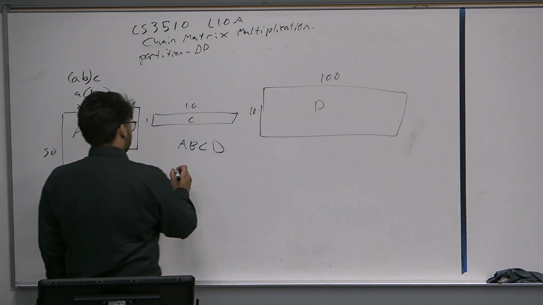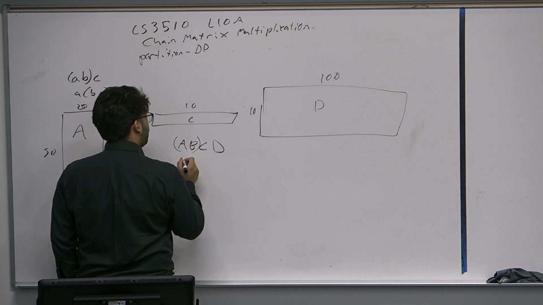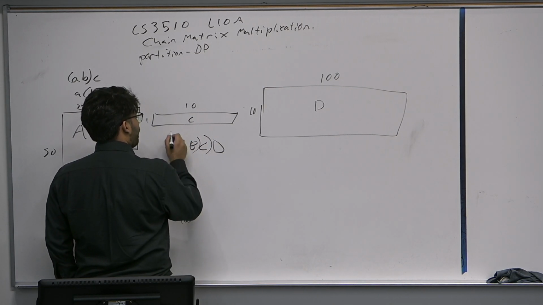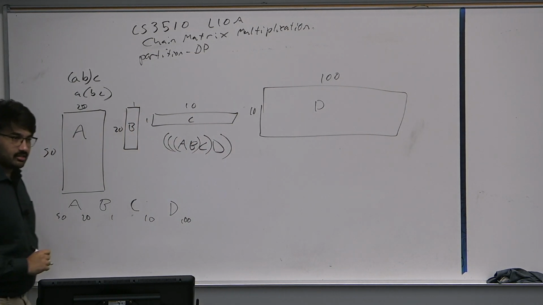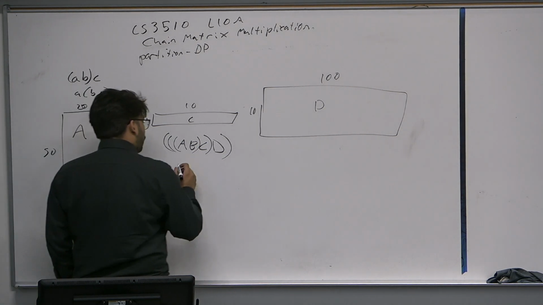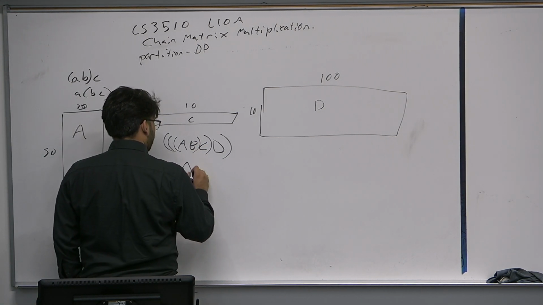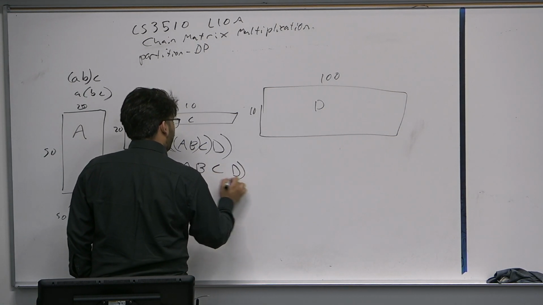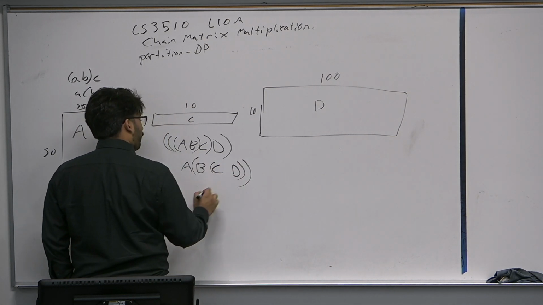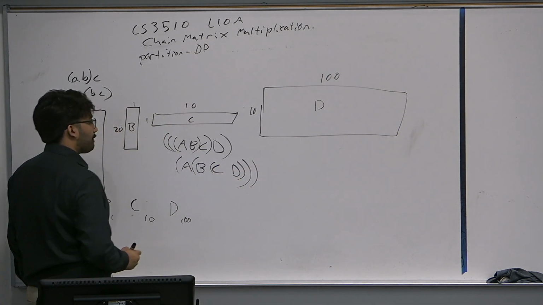For example, it is the case where we could do A, B first, then do C, and then do the product of that with D, right? That's a normal way to do it. But it's also the case that we could have done C and D first, and then take the product of that with B, and then take the product of that with A.